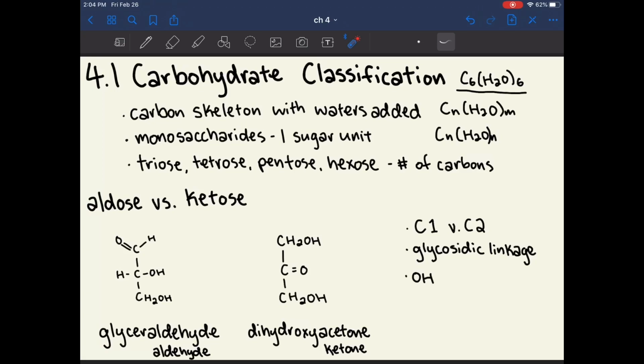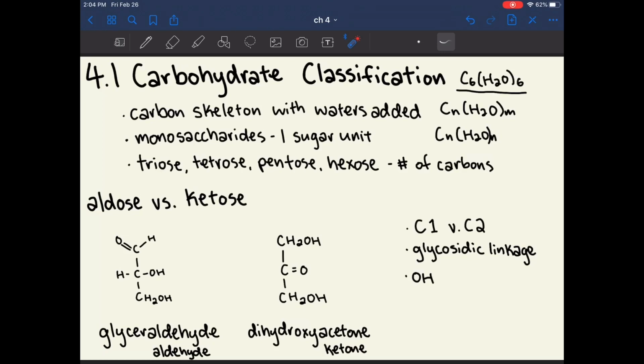So on the left we have glyceraldehyde, which, as the name suggests, has an aldehyde, which means that the carbonyl group will be at the very end of the molecule. On the other hand, dihydroxyacetone is a ketone, as the name suggests, so it must have a ketone group, which means that the carbonyl carbon is not at the very end of the molecule.